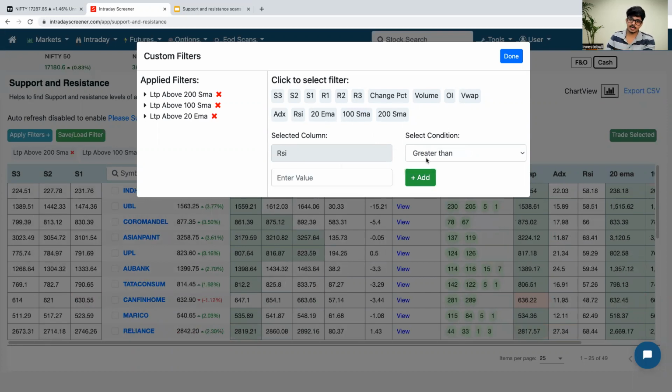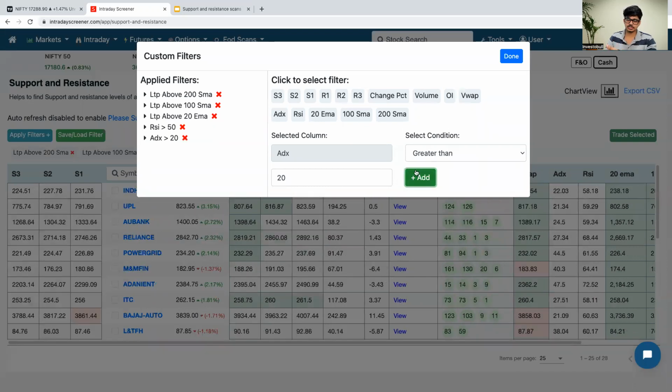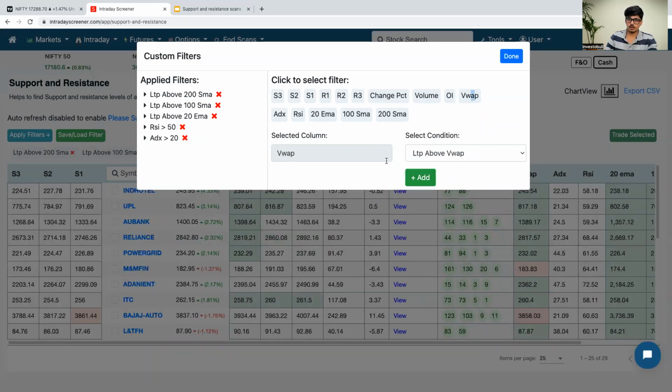When it comes to the RSI, as I have discussed earlier, if RSI is above 50, we can clearly say that the specific stock is in strong momentum. Let's take ADX now. If the stock has ADX greater than 20, we could clearly say that the stock is in good momentum. Also, we would suggest you go long in stocks where the VWAP is below the last trade price. That means the last trade price should be above the VWAP.